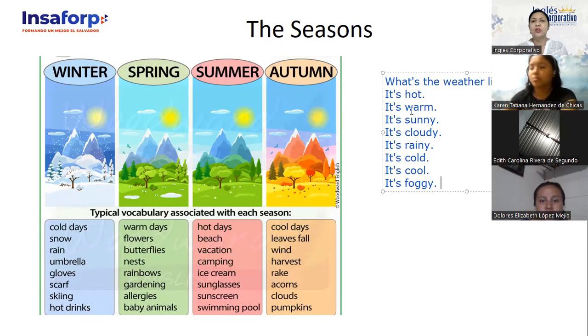Today is hot, or today is warm. Hot es muy, muy caliente. Warm es así como calientito, pero no exagerado. It's sunny, soleado. It's cloudy, nublado. It's rainy, es lluvioso. It's cold, muy frío. That you need a sweater. You need to wear a sweater because it's very cold. It's cool, for example, when you go to a playa, the weather is cool, right? It's like very nice, it's fresco. It's foggy, for example, in the morning sometimes, you don't see anything because it's foggy.